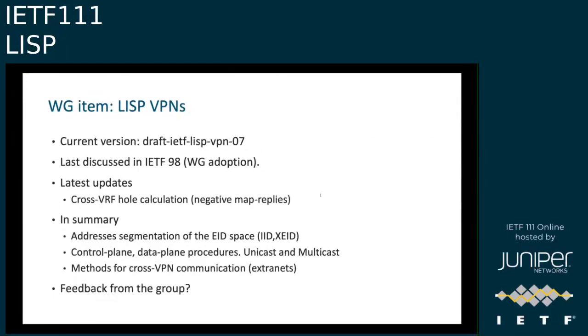I'll go quickly through these two. This is just to state Lisp VPN's draft was last discussed in IETF 98, when it was adopted by the working group. It didn't have many updates since then, but the latest one, Victor uploaded the draft, and we have updated how negative map replies are calculated when we have extranets in the picture. But we would like to highly encourage the group to read this draft and provide some feedback to make it go forward. Next slide, please.